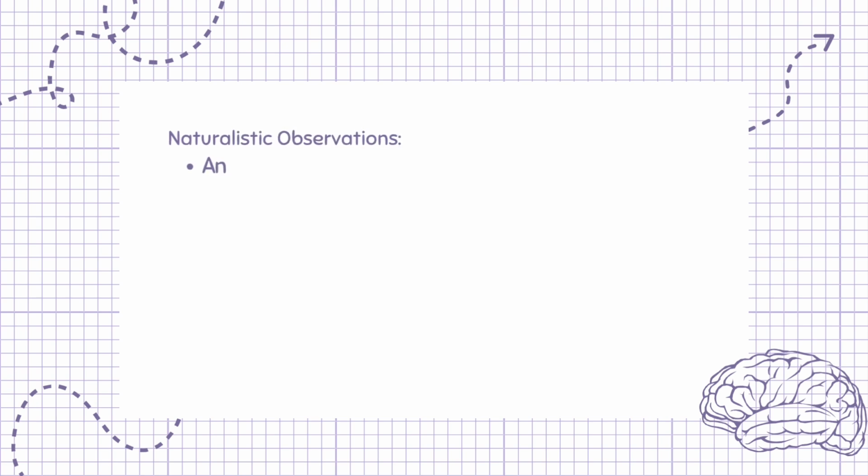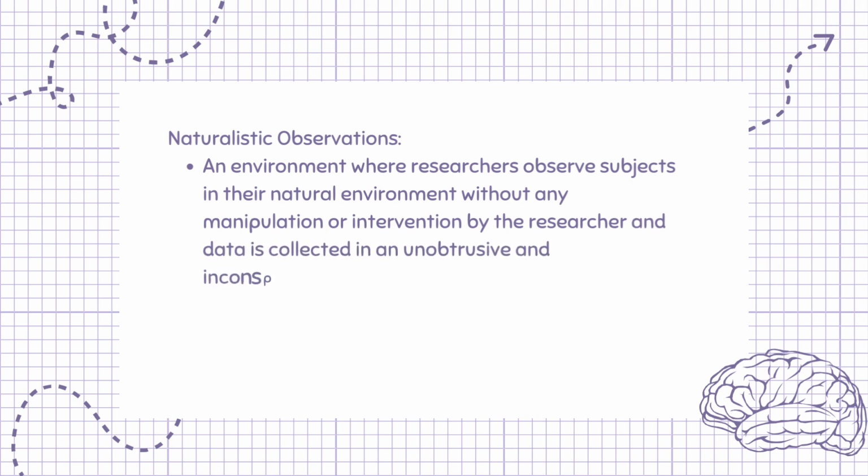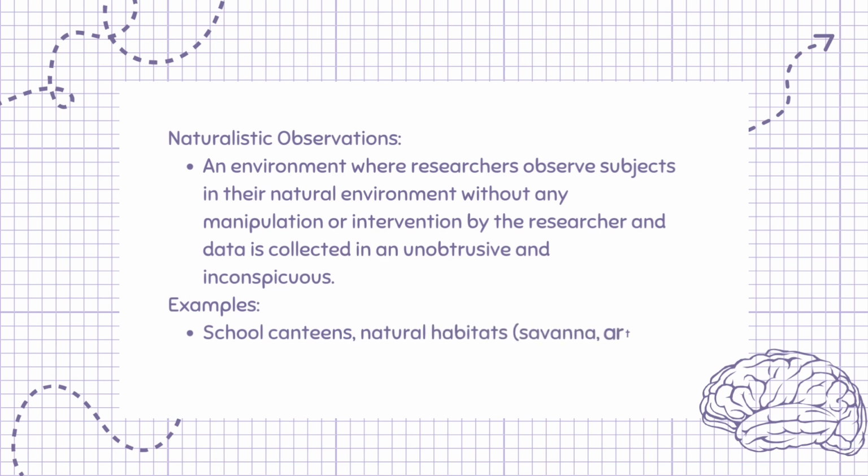Naturalistic observations: an environment where researchers observe subjects in their natural environment without any manipulation or intervention by the researcher, and data is collected in an unobtrusive and inconspicuous way. Examples: school canteens, natural habitats, savanna, Arctic, supermarkets, gyms, parks.